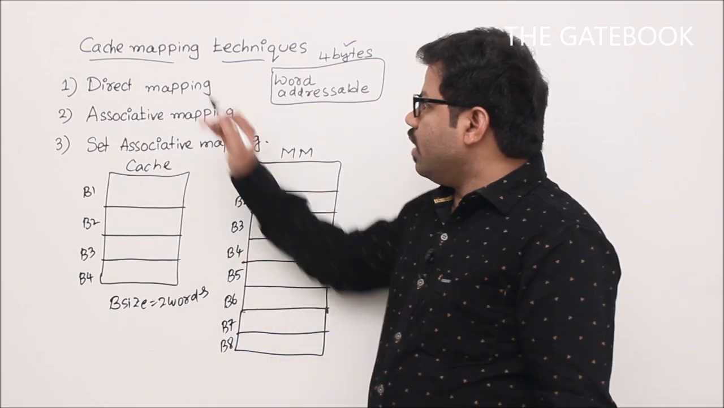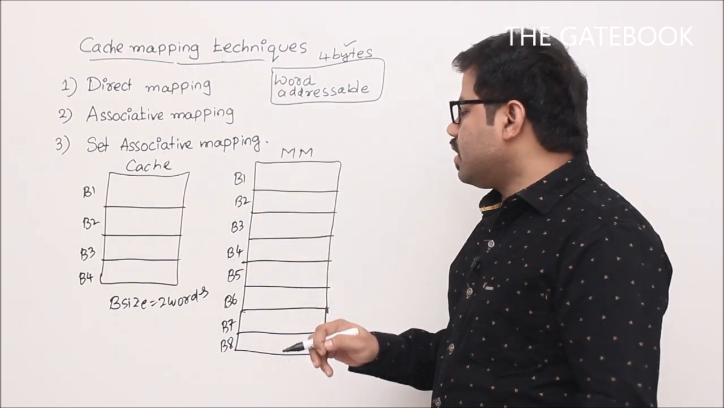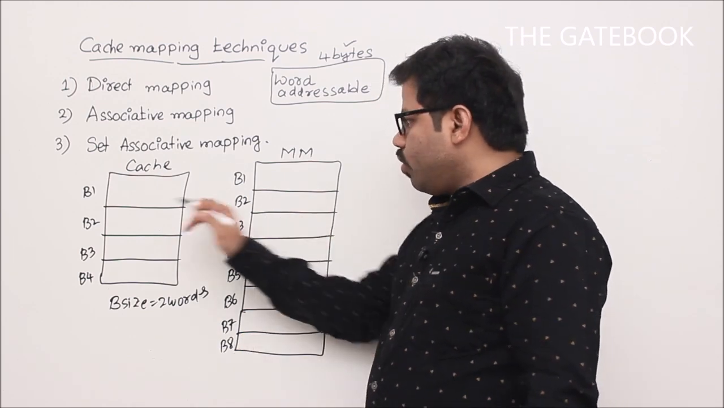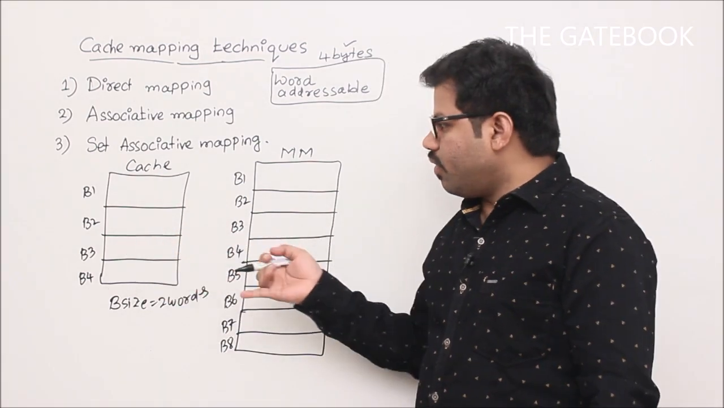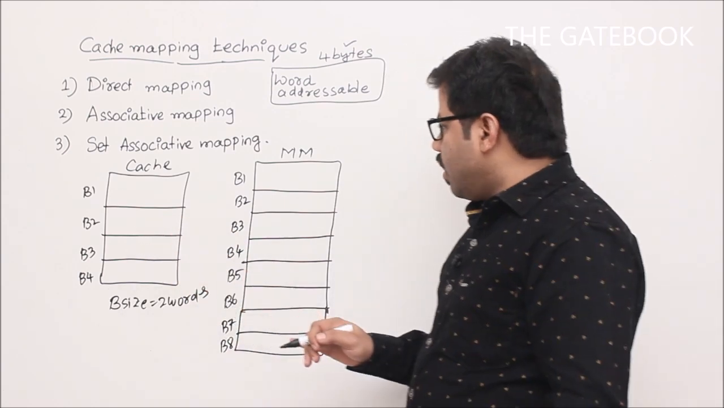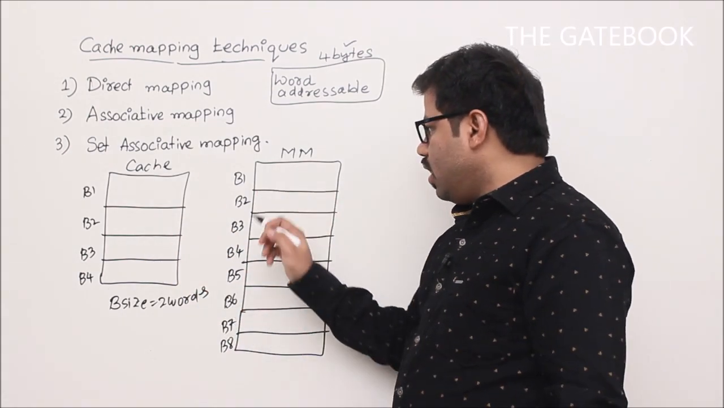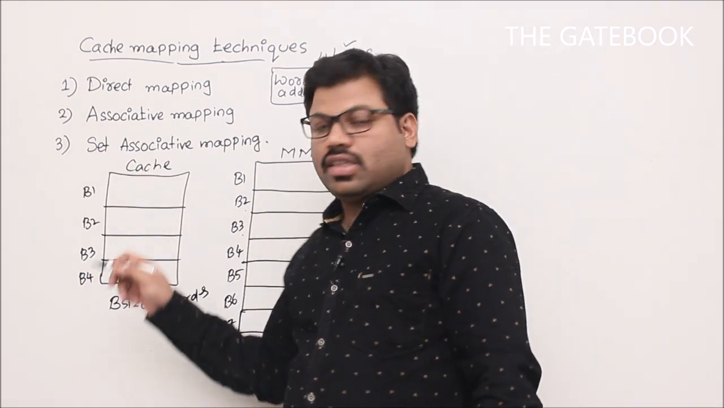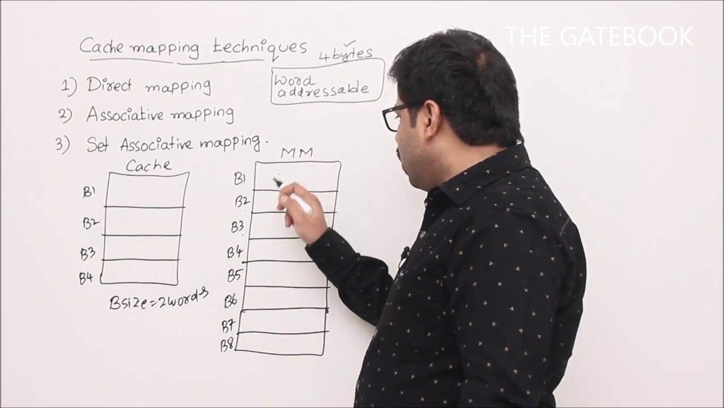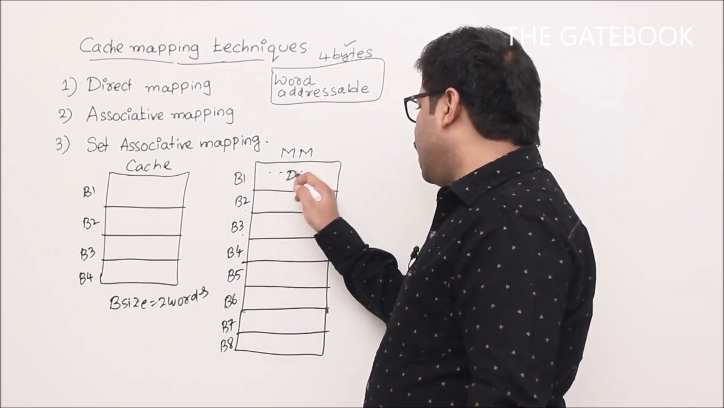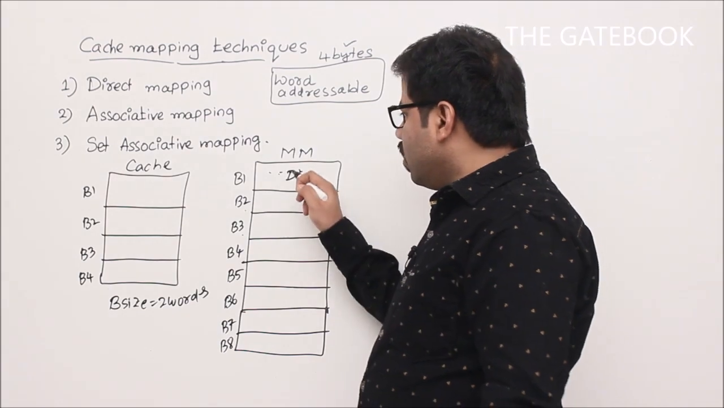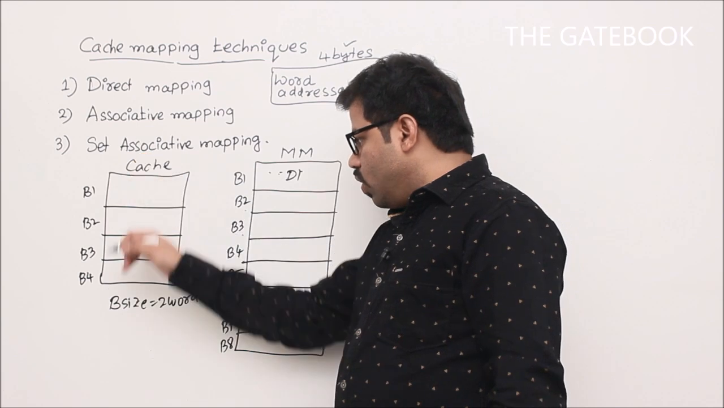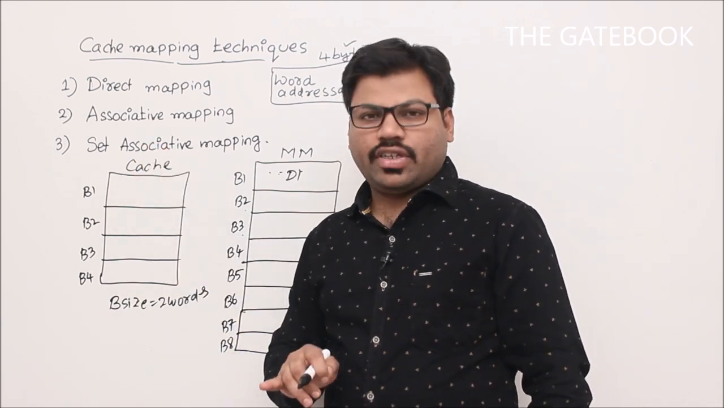Now, cache mapping technique is important. What is cache mapping technique? Whenever you want to move data from main memory to cache, that is what we are going to do. Example, let's say this is block number 1 in main memory, this is block 2, block 3, block 4, in that way there are 8 blocks and you have 4 blocks in the cache. Now block number 1 is having some data, let us say D1. Now this D1 should go where in the cache?